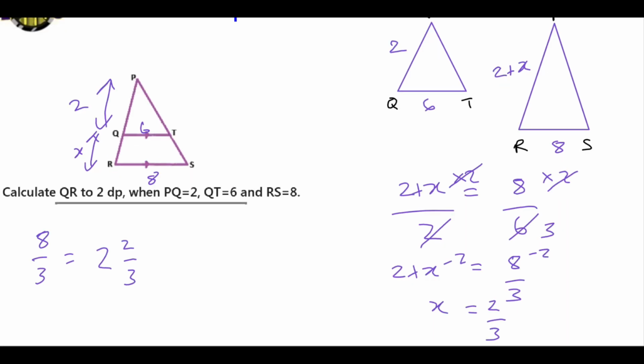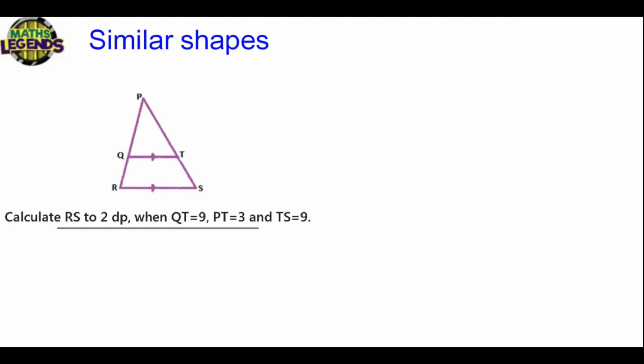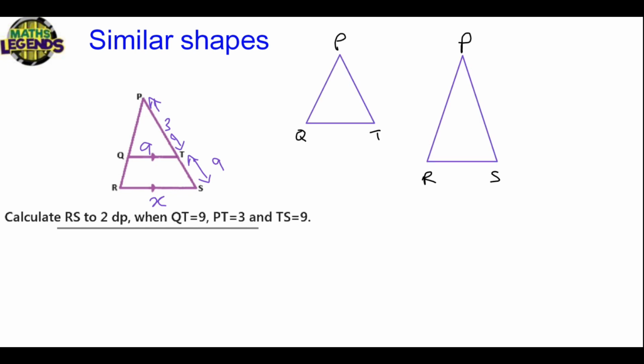Let's look at another example. So here we have the same shape, but this time we are asked to work out what RS is. So let's put an X there. And we're told that QT is 9, PT, which is 3, which is this bit here, and TS over here, which is 9. So again, we can separate this out into two triangles, and we copy across the information.